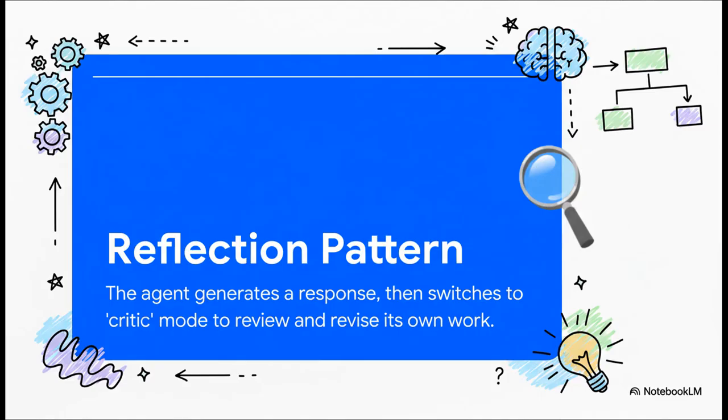Okay. Next, we have the reflection pattern. Now, this one is like giving your agent its own internal quality control department. The agent will generate a first draft of an answer, but then it stops. It literally switches roles into a critic mode and reviews its own work, checking for flaws or logical gaps before it gives you the final answer.